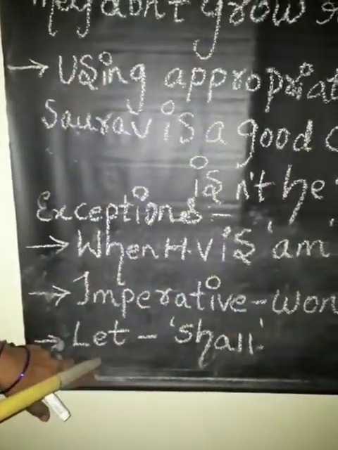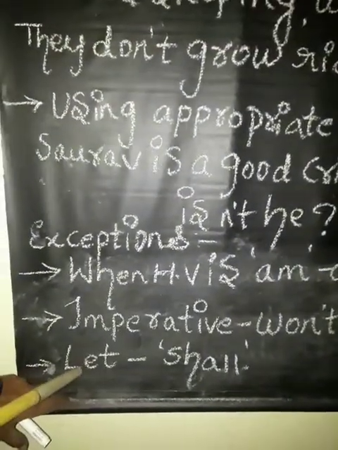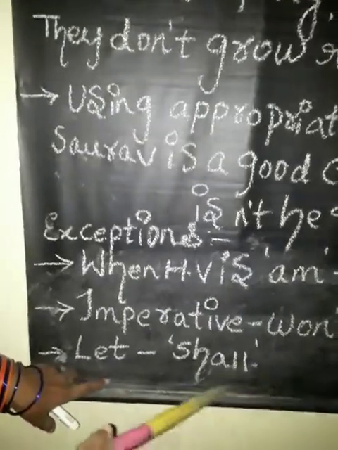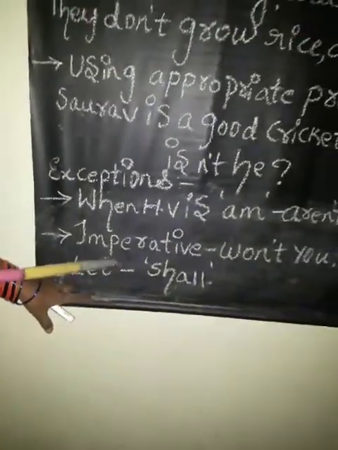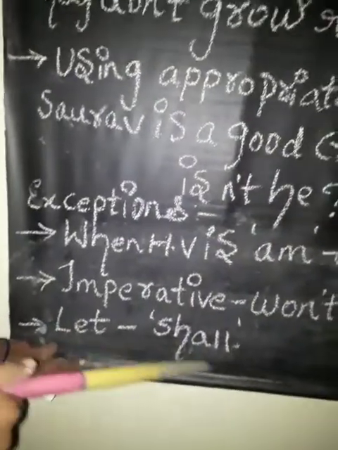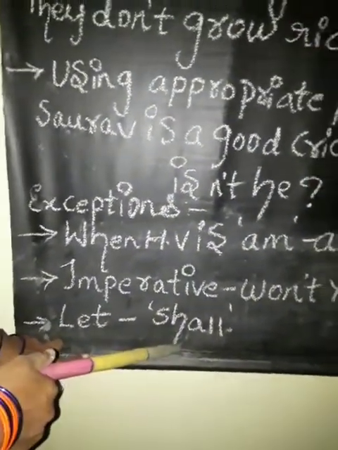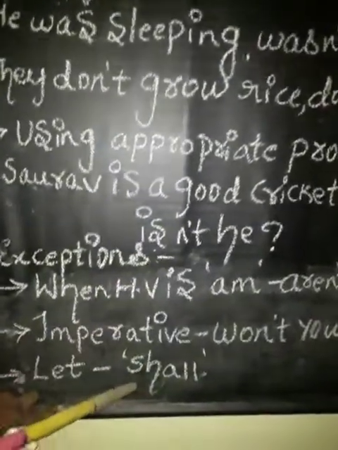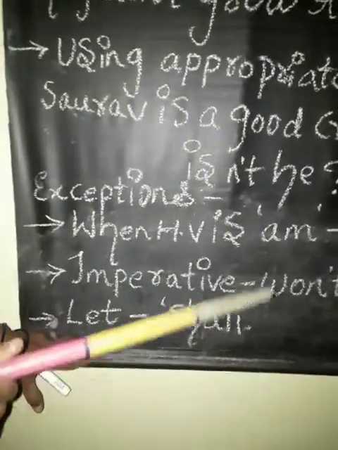Third, let. If the given sentence or statement starts with let, you have to use shall as the helping verb while writing question tags. So these are the exceptions while writing question tags.